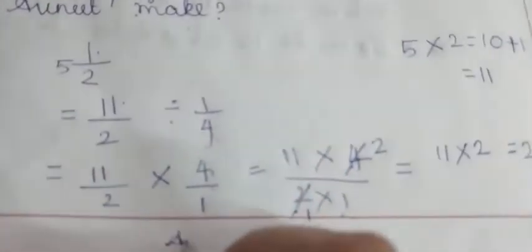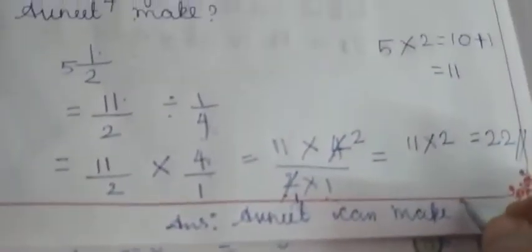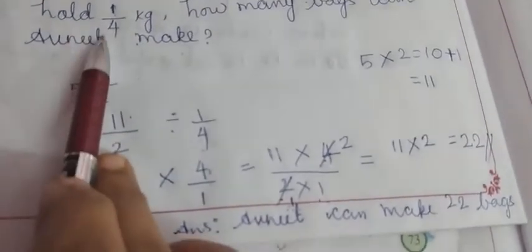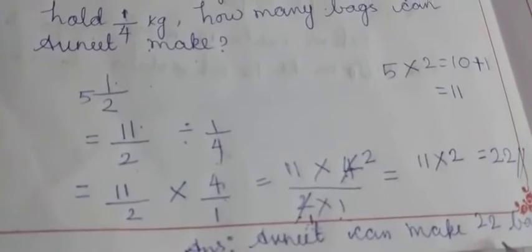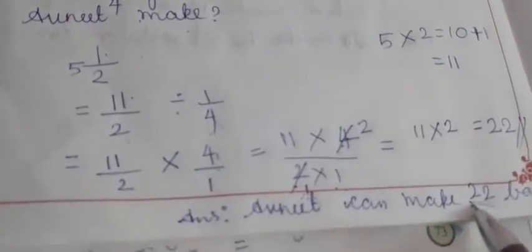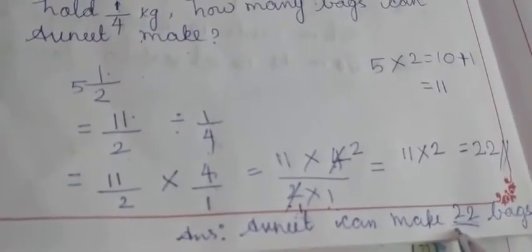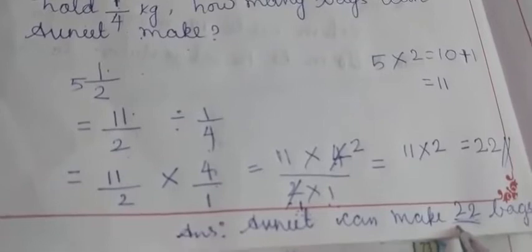Now we can write it as a word sum. Avneet can make how many bags? 22 bags of onion. If each bag contains 1 by 4 kg, how many bags can Avneet make? 22 bags Avneet can make. This is the answer, students. Okay, do you understand how I explained to you?